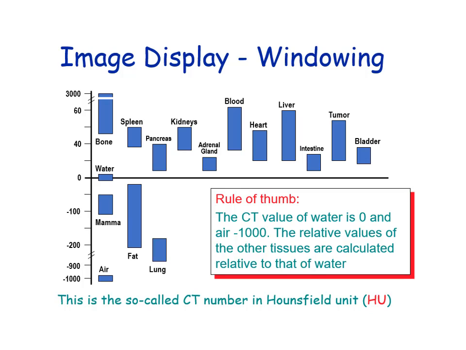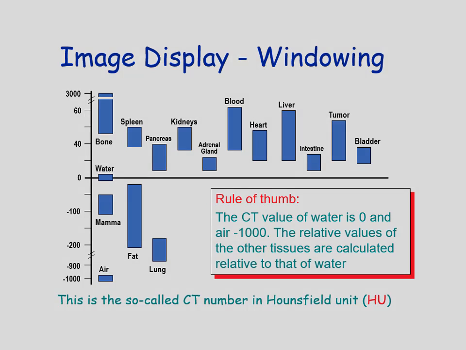This is the so-called CT number in Hounsfield units, HU. Rule of thumb: the CT value of water is 0 and air is -1000. The relative values of the other tissues are calculated relative to that of water.